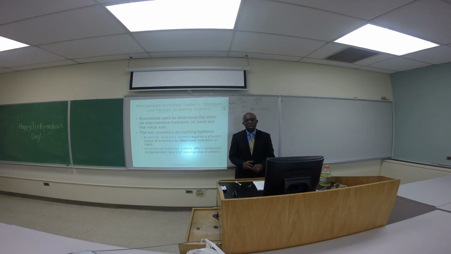Welcome to my class, and this is the presentation of part 2 of chapter 5, merchandising operations. This is where we left off in part 1. We were talking about the need to figure out the cost of goods or inventory on hand at the end of the year or at the end of the accounting period, and the cost of what we sold. And we say we have two systems to help us do that. The two systems are perpetual and periodic inventory systems.